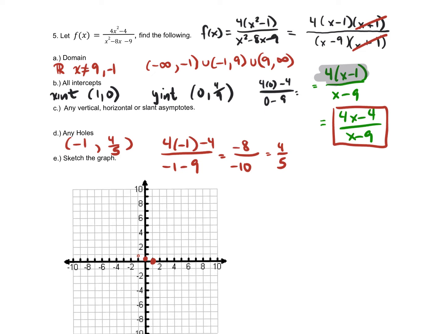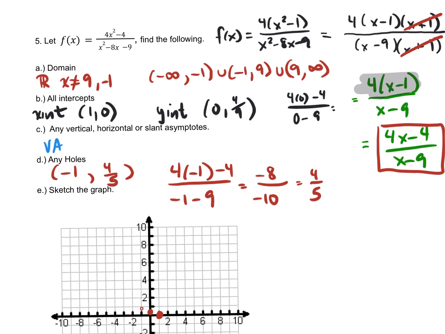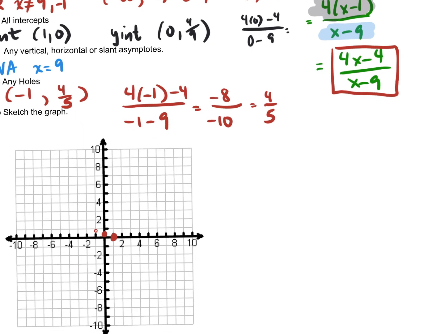So now I've got to find vertical or horizontal or slant or oblique asymptotes. Now the vertical asymptote, remember, is what makes the bottom 0 when in lowest terms. So that's going to be x minus 9. What number minus 9 is 0? Well, it's 9. So x equals 9 is my vertical asymptote. If I start to sketch my vertical asymptote at 9, it would look something like this.